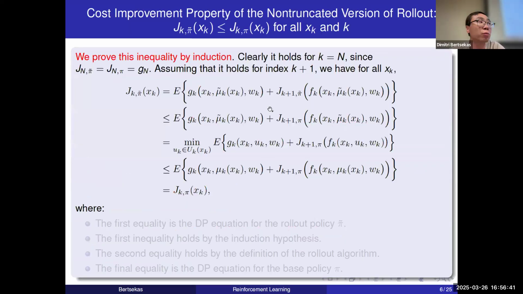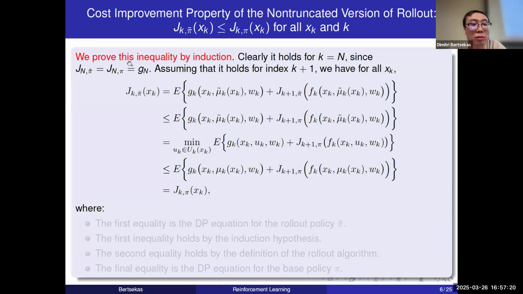Okay, enough with the example. Let's go to the theory. We're going to prove that starting with the base policy, using one-step lookahead, we get a policy that is no worse than the base policy for all x_k and k. The following argument is highly parallel to the deterministic case, and similarly, it only holds for the untruncated version of rollout. Once you introduce terminal cost approximation, truncation, it does not hold anymore.